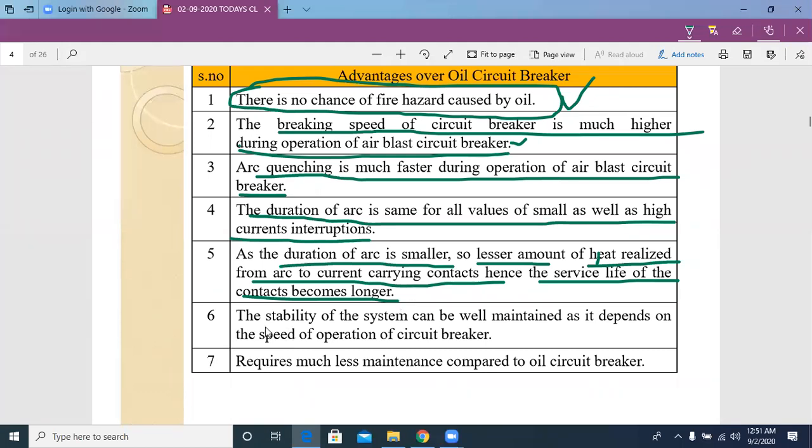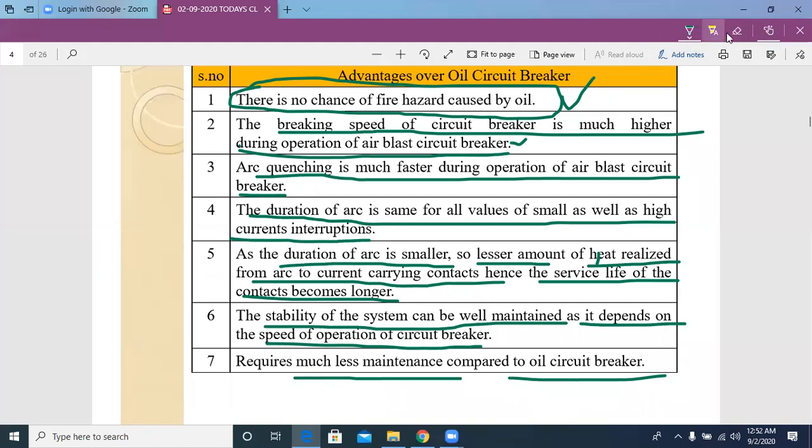Now, the stability of the system can be well maintained, and it depends on the speed of operation of the circuit breaker. When the operation time is low, the transient nature of the arc is also very low compared to oil circuit breaker. Now, it requires less maintenance compared to oil circuit breaker. That means there is no carbonization effect in this type of circuit breaker, so there is no need for as much maintenance compared to oil circuit breaker.